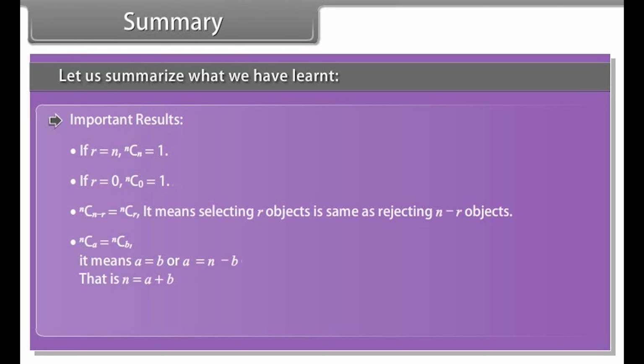nCa is equal to nCb. It means a is equal to b or a is equal to n minus b, that is, n is equal to a plus b. nCr plus nCr minus 1 is equal to n plus 1 Cr.